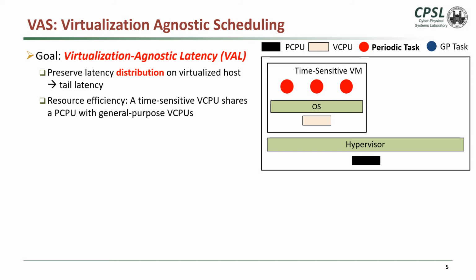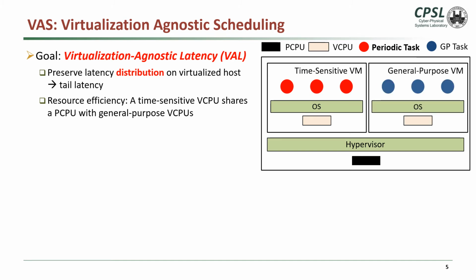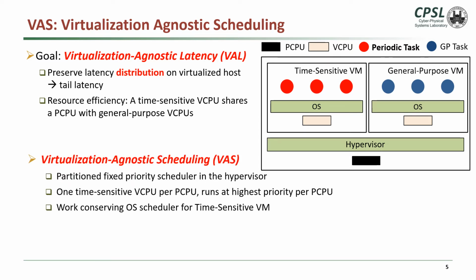Can we just use a general-purpose virtual machine to reclaim the unused vCPU cycles from the pCPU and get better CPU utilization without sacrificing the performance of your time-sensitive applications, so that we can preserve the latency distribution and still achieve the service level agreement for all these time-sensitive machines? Well, that's where we proposed our virtualization-agnostic scheduling approach.